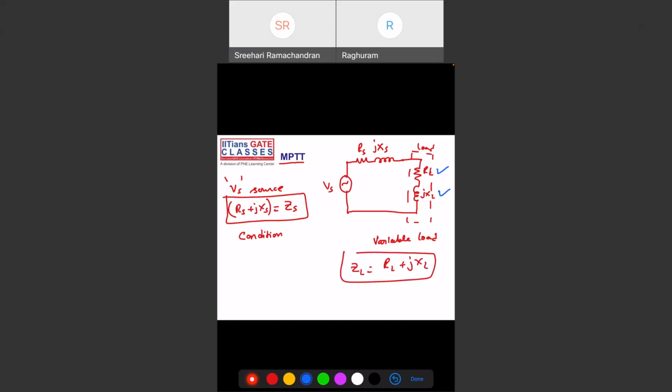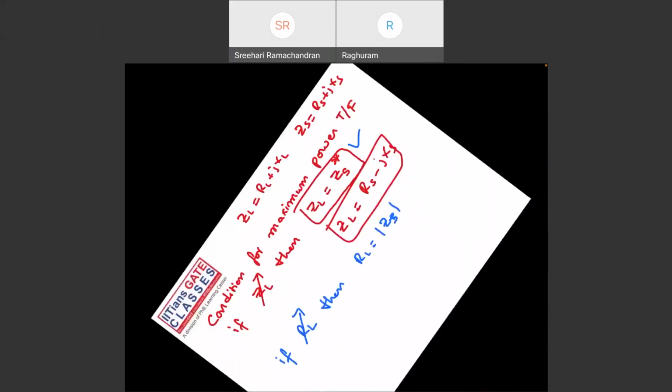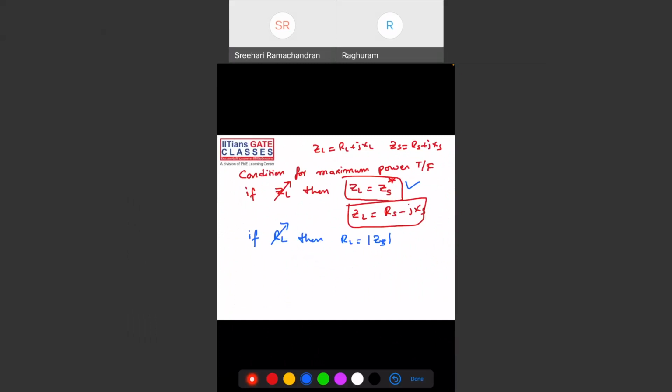If both RL and XL are variable, that is, ZL is variable, then ZL is equal to ZS conjugate. There is a derivation, a very small derivation. You don't have to worry about it. If only RL is variable, then RL is equal to mod ZS. And if only XL is variable, then XL is equal to minus XS.